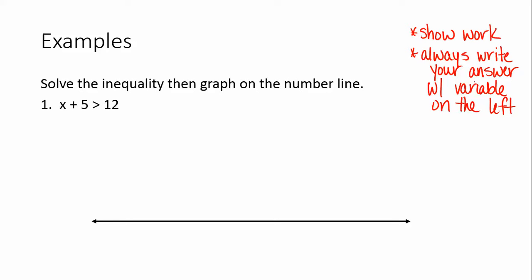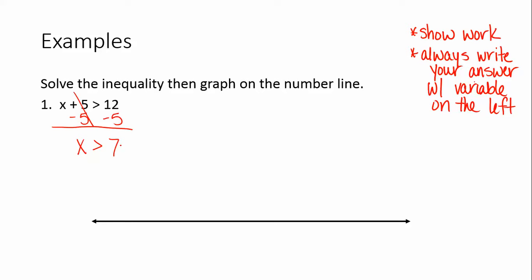So for number 1, we have x plus 5 is greater than 12. In order to get the variable by itself, we need to do the opposite of adding 5. We need to subtract 5. When you subtract 5 from the left side of an inequality, you also need to subtract 5 on the right side. So that gives us x is greater than 7. This is the solution to the inequality.